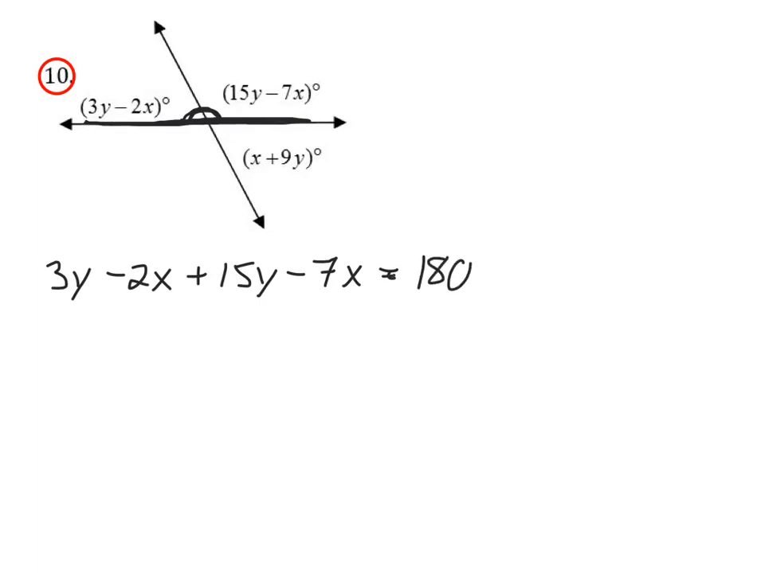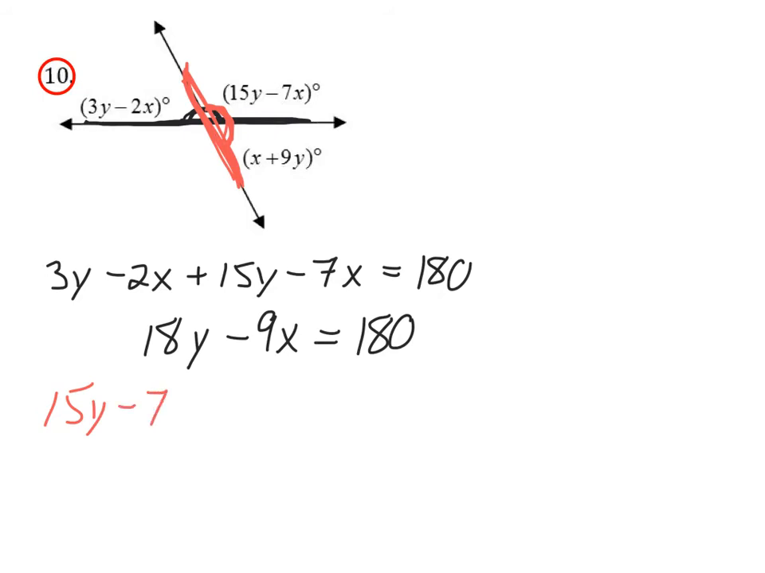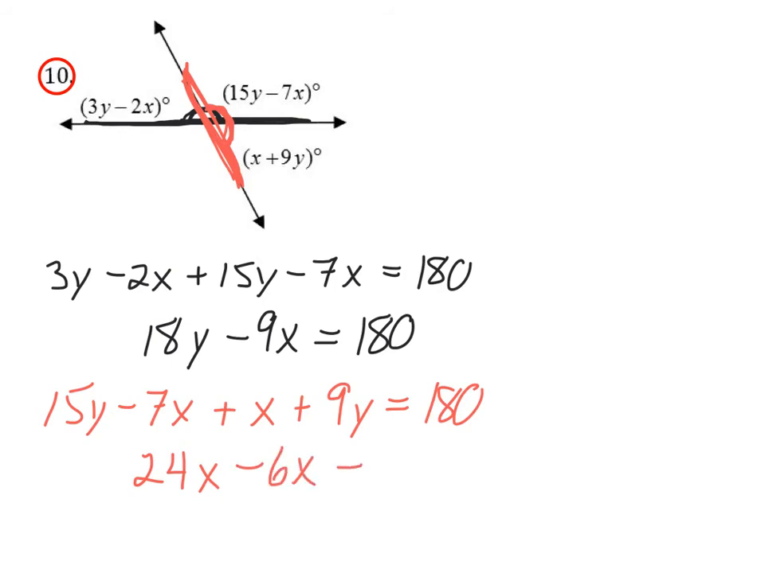Next thing I'm going to do is just clean up that equation. Looks like I have 18y minus 9x equals 180. Let's take a look at another pair. These two on the right-hand side also form a linear pair. So now I also know that 15y minus 7x plus x plus 9y equals 180. I'm going to clean this equation up as well. Looks like I'm going to end up with 24y minus 6x equals 180.